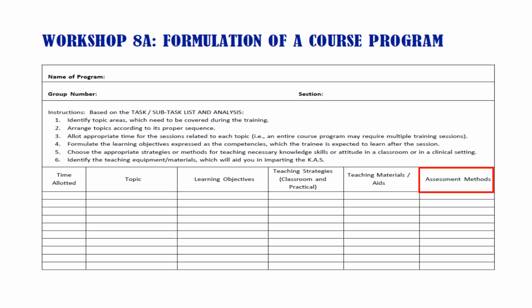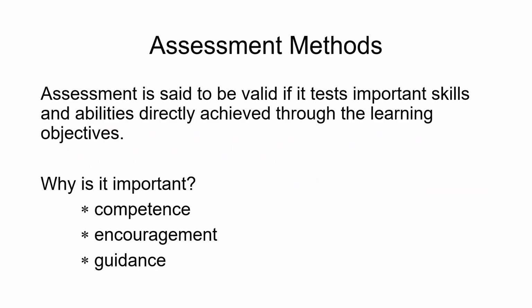Then decide on the appropriate assessment method for the teaching learning session. Assessment is said to be valid if it tests important skills and abilities directly achieved through the learning objectives. It is important to make sure that the students or the learners will be able to do the job competently, to encourage the learners to work harder, to guide facilitators and trainees about which parts of the course have been successful and which parts need to be improved. That is to identify strengths, weaknesses, or misconceptions.